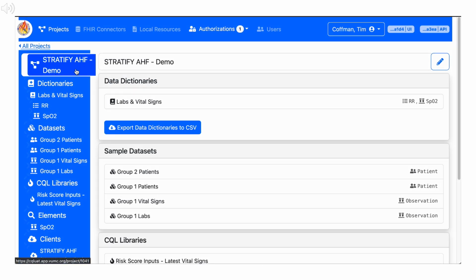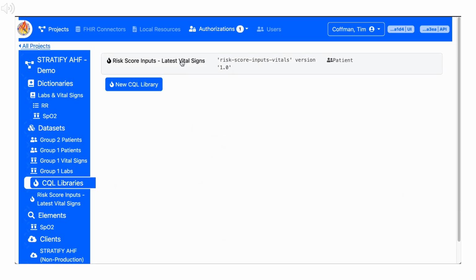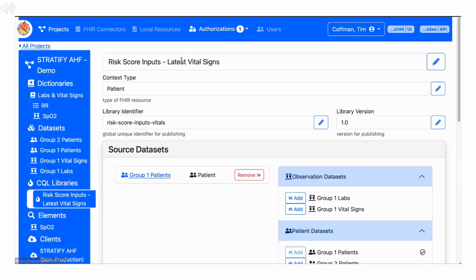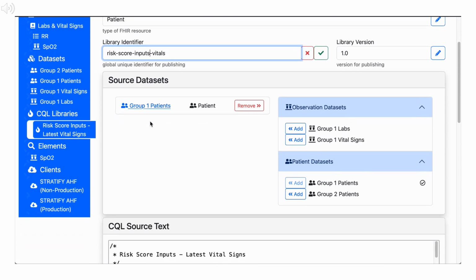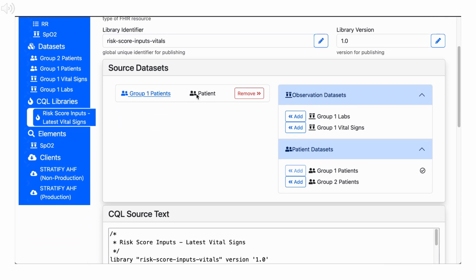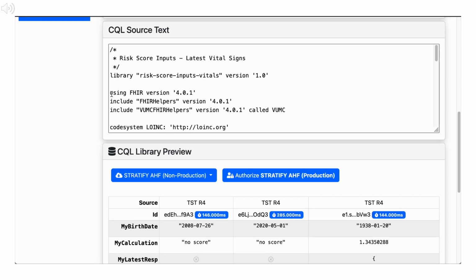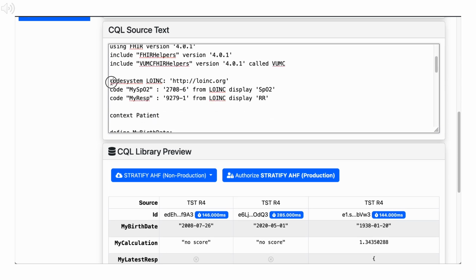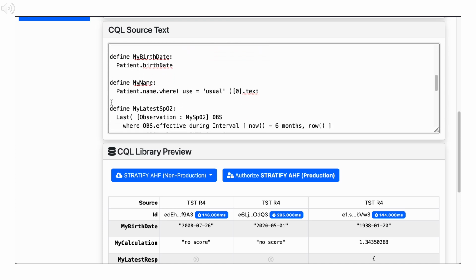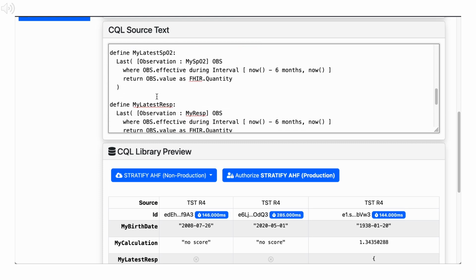Stratify AHF is implemented as a SMART on FHIR application whose logic is written in CQL and evaluated with the CQL processing engine on demand when a provider asks to see the risk score. CQL Platform provides an environment to author and evaluate CQL. For example, based on the respiratory rate and blood oxygen level codes identified in the data dictionary, it's possible to write CQL that both retrieves the required data and performs calculations on it.